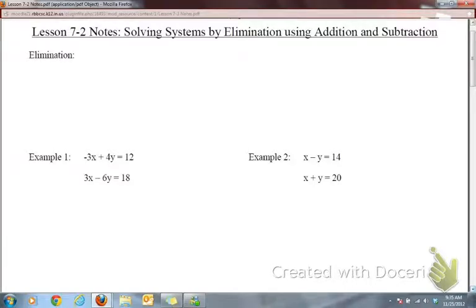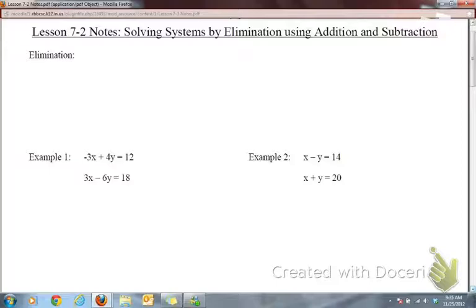Hello, these are the notes for Lesson 7-2, Solving Systems by Elimination Using Addition and Subtraction. So this will be technically the third method that you are learning for solving systems of equations. Remember, graphing is one method, and we just took that and made that into its own unit. But in this unit, you're learning the three other methods, and you just learned substitution. Now you're going to learn one form of elimination. That's elimination using addition and subtraction.